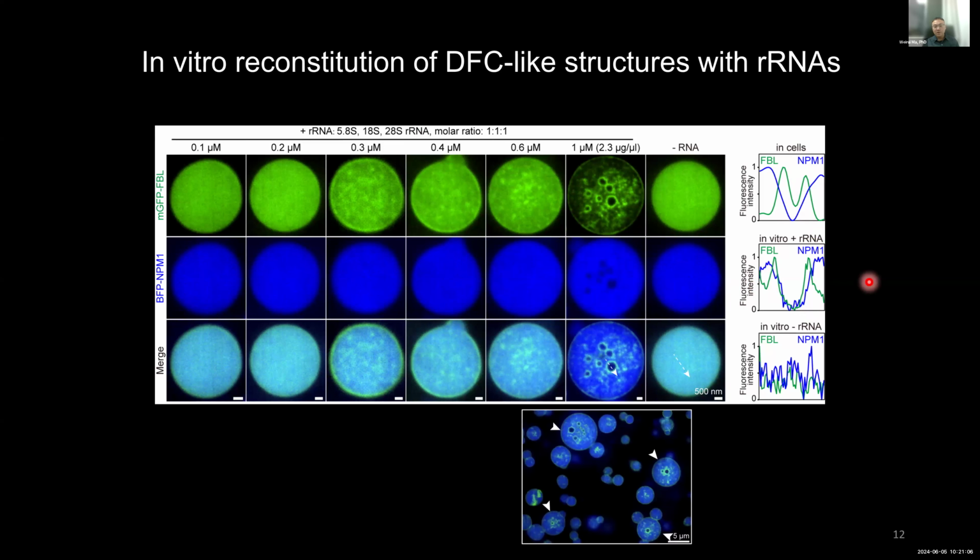I would like to point out that in our in vitro reconstitution experiments, not every droplet forms a DFC-like structure. There are only about 20% of droplets, especially those with large size, that have a DFC-like structure. Which means those droplets with small size have no DFC-like structures. We currently don't know why. Probably because in those large droplets, there is more ribosome RNA inside.